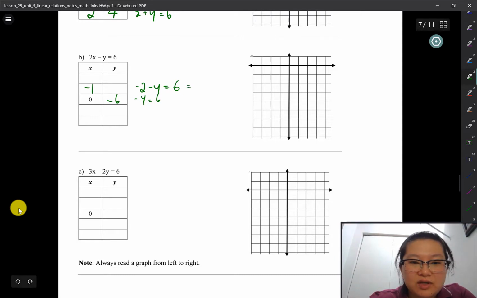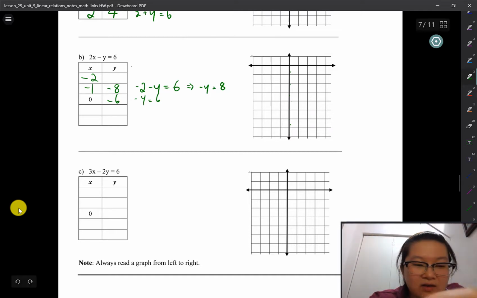Watch, this is going to be drawing an arrow. I get negative y is equal to 6 plus 2, because 2 becomes positive. That's 8. So y is equal to negative 8. Oof, that's a little ugly. 1, 2, 3, 4, 5, 6, 7, 8. Okay, that might be the cap, but we'll see. Okay, x is equal to negative 2.